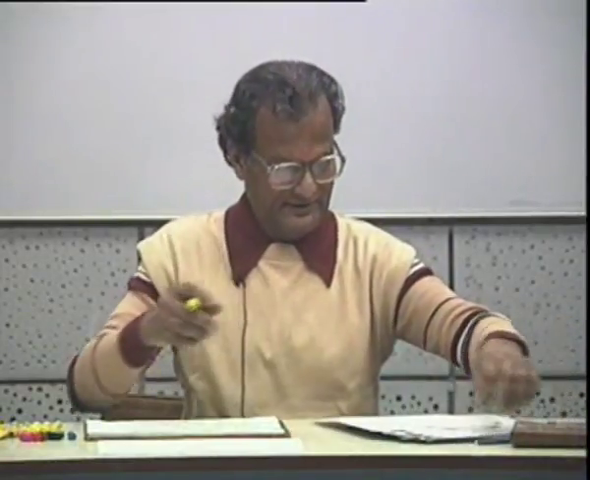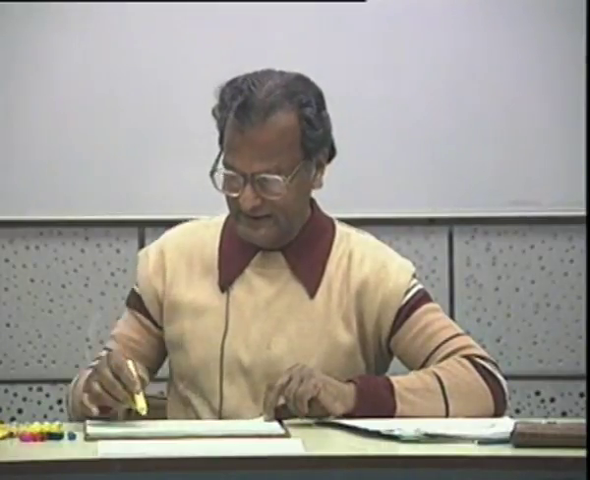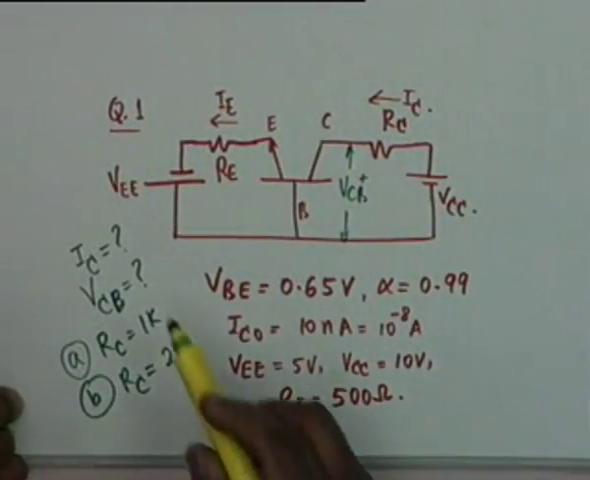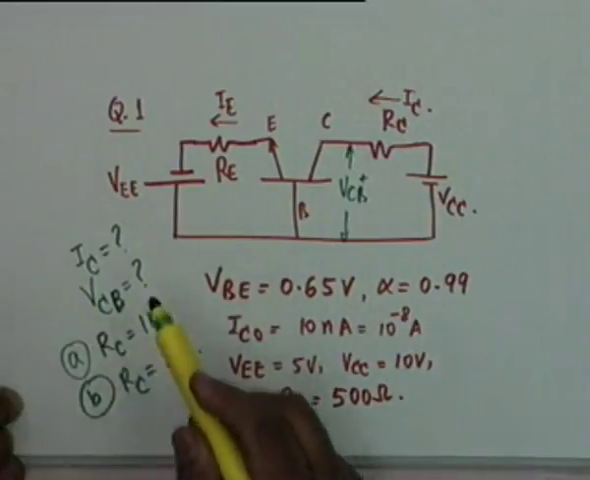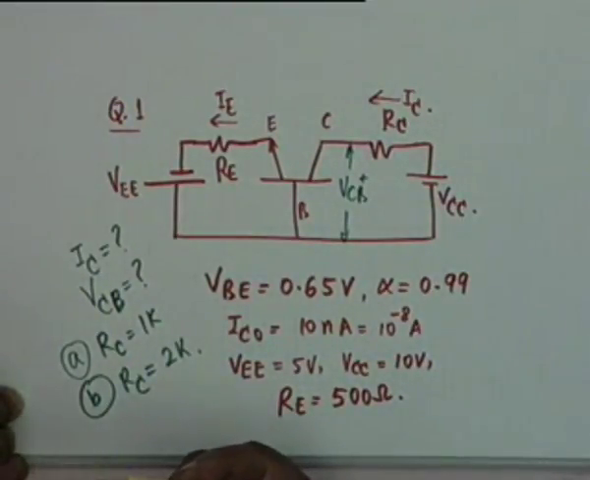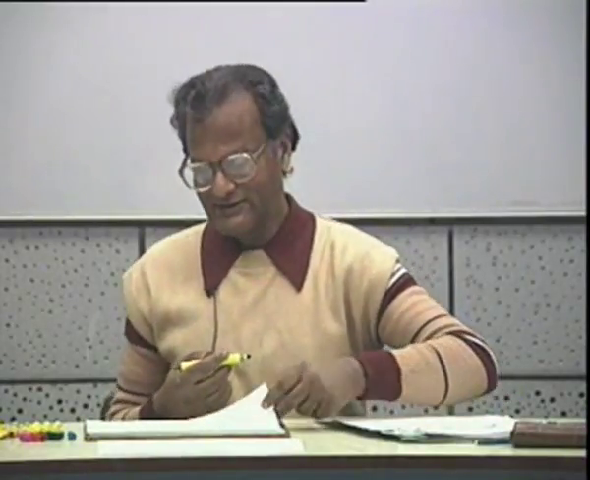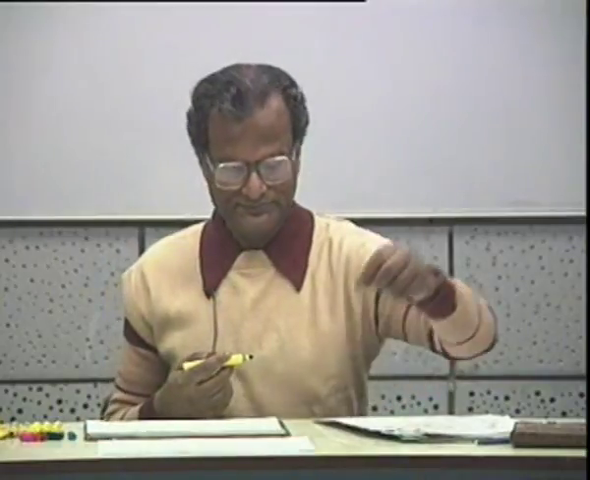Now let's look at the solution. Is the problem clear? Yes. These are the parameters given. You are required to find out the operating point IC and VCB under two conditions, RC equal to 1K and RC equal to 2K. You will see that the operation differs drastically. Let us see what happens.